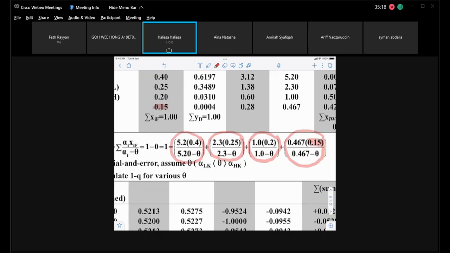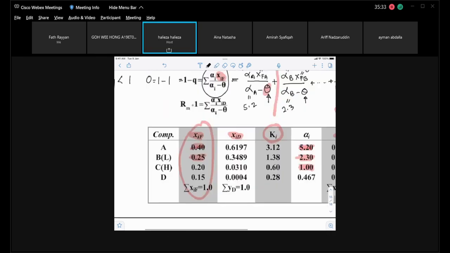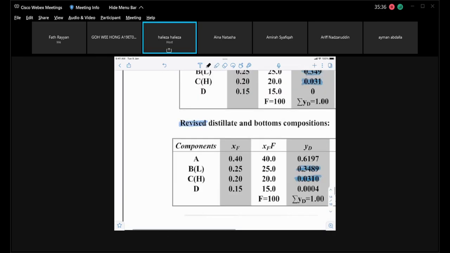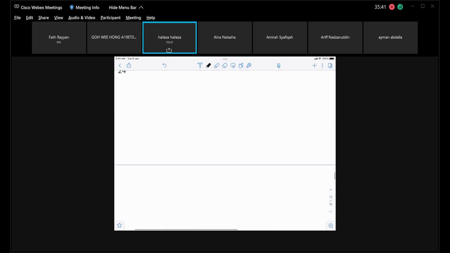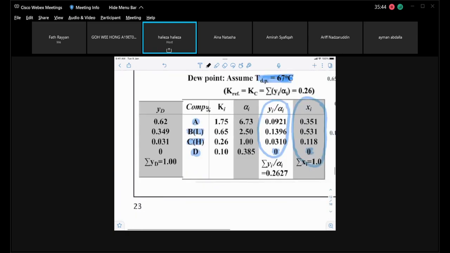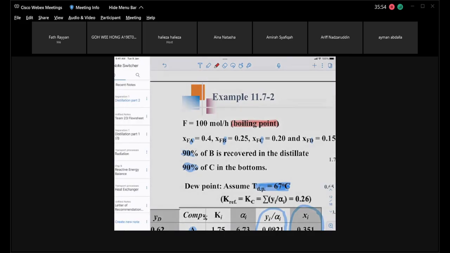The volatility is 0.467, that's the volatility minus theta. And 1 minus 1 is equal to, oh dear. Why is it not 0? I have made a mistake here. Let me check my feed condition. Is it saturated liquid or saturated vapor? Let me go back to the example. Somehow I have made a mistake there. It must be a typo. Okay, the feed is at its boiling point. So let's recall what we have studied for Q.